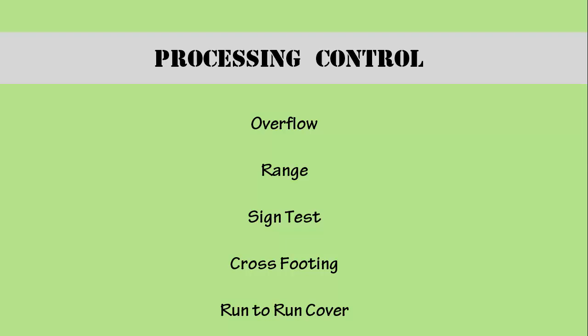So guys, in my last topic I covered one of the relevant topics, that was input control: all those checklists, all those things you need to keep in mind while providing the input to the computer, and what controls you need to have in place. Now, after providing the input to the computer, the processing work basically starts. These are the five basic things you need to take care of. Number one, overflow. Number two, range. Number three, sign test. Number four, cross-footing. And number five, run to run control.